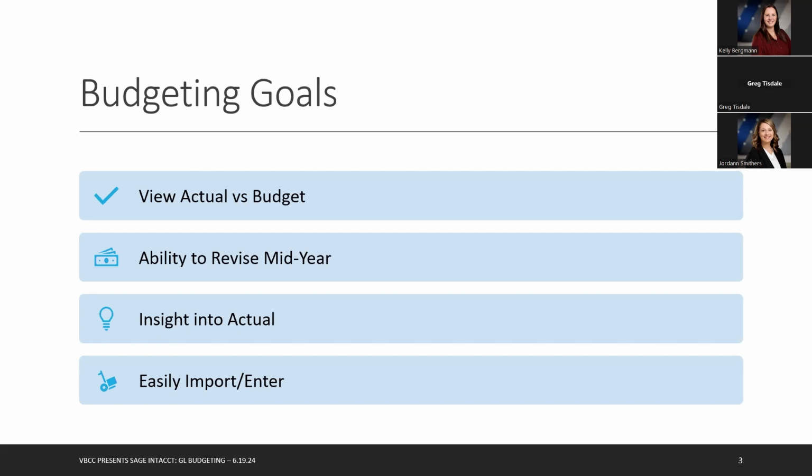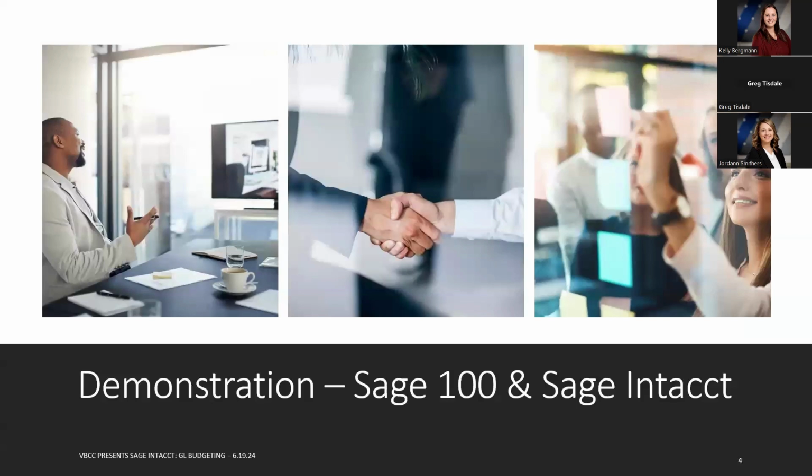And then having the ability to easily either import or hand key enter your budget. We all know Excel is an accountant's best friend, right? So you can leverage a template to import your budget into either software. Otherwise, you can also just hand key it, and we'll look at how we can do that in both softwares as well. So with that, I am actually going to turn it back over to Greg, and he is going to do a demo in Sage 100.